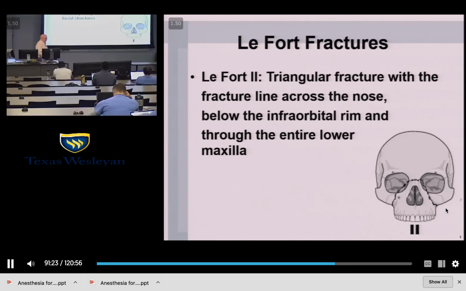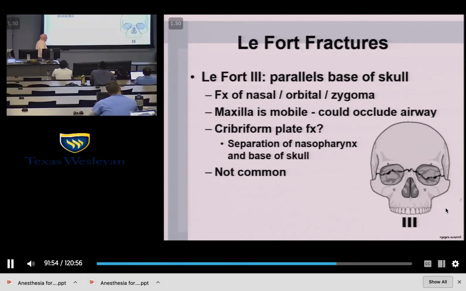The Le Fort 2 fracture, on the other hand, is this. You see that triangular fracture? It involves the orbits, the entire maxilla. So there's this fracture line across the nose, along that infraorbital rim, and the entire lower maxilla. Bad news. And this one's really bad.